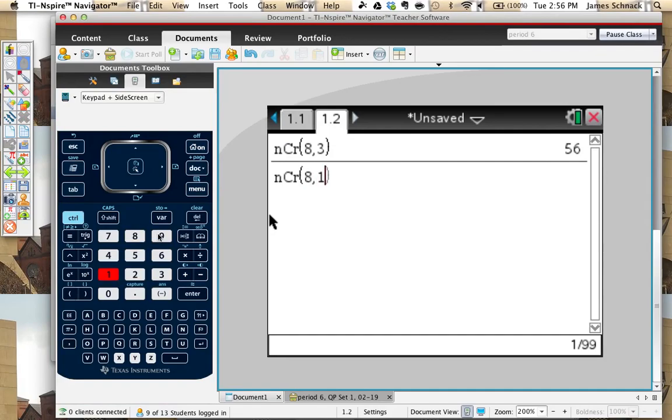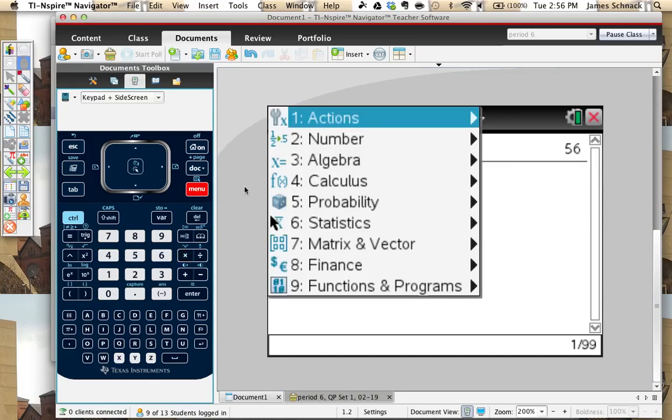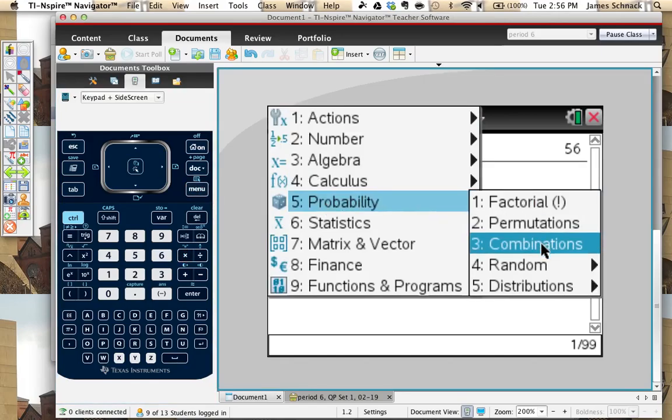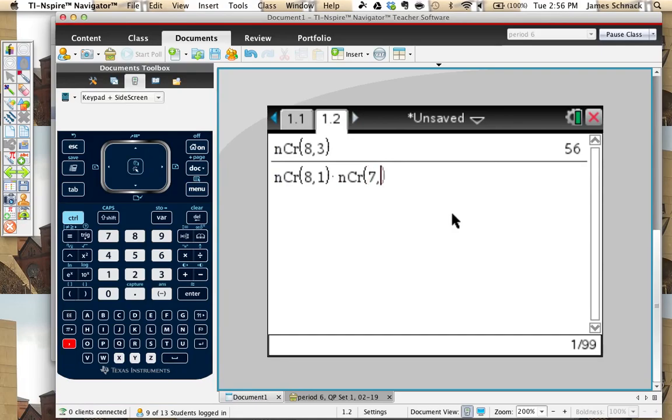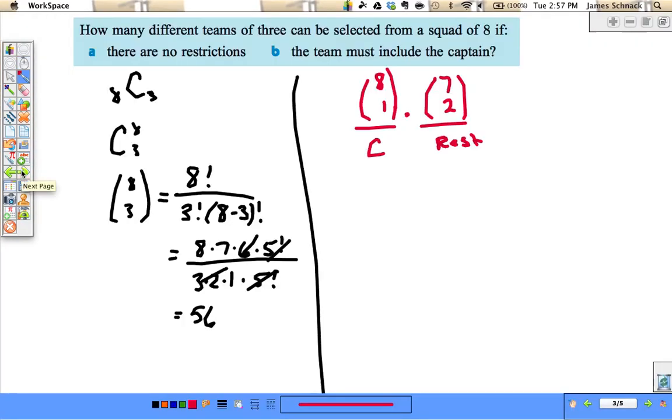8 choose 1 times 7 choose 2. There are 168 different teams we can make with that configuration. This is no different than the simple counting we are doing where we have 2 choices to make. We have to choose a captain, and then we have to choose the rest.